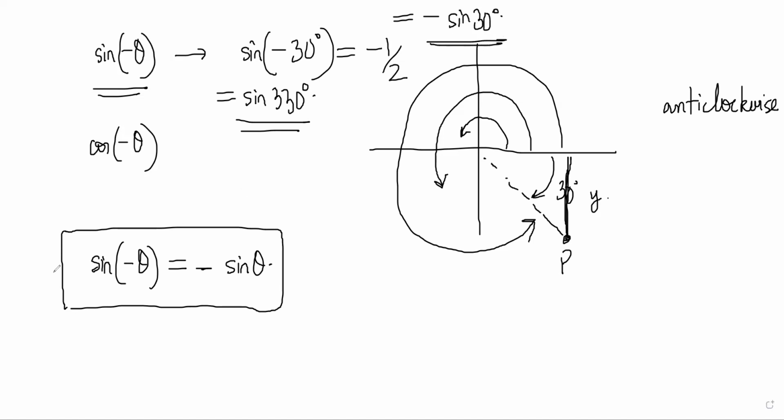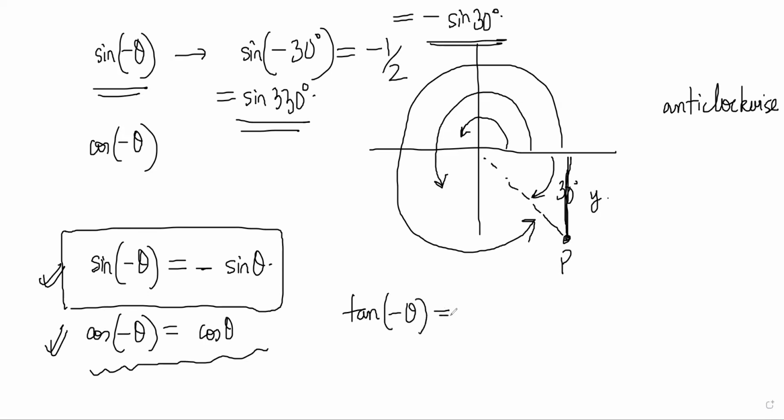Similarly, cos of minus theta actually will come out to be the same as cos theta, as the x coordinate is positive. So these two are important rules. In case you have negative angles, these two rules tell you how sine and cos behave. If you know how sine and cos behave, obviously tan of minus theta will also be minus tan theta.